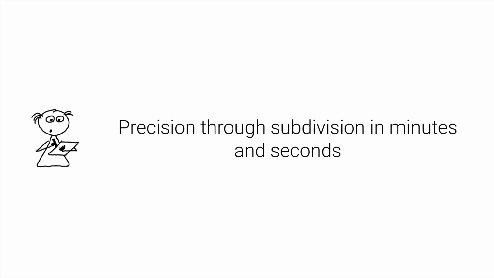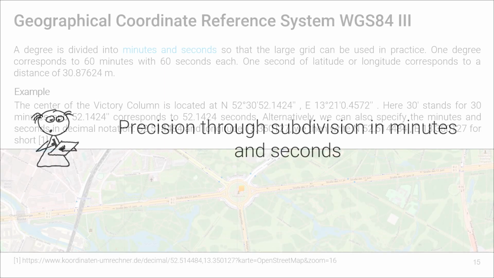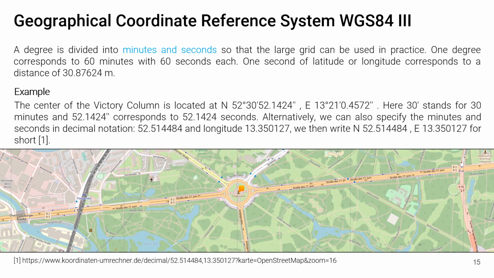We obtain greater precision by dividing the coordinates into minutes and seconds. A degree is divided into minutes and seconds so that the large grid can be used in practice. 1 degree corresponds to 60 minutes with 60 seconds each. 1 second of latitude or longitude corresponds to a distance of 30.87624 meters.